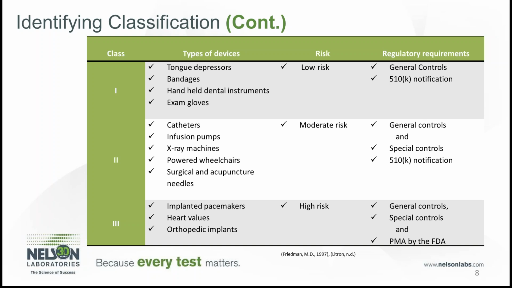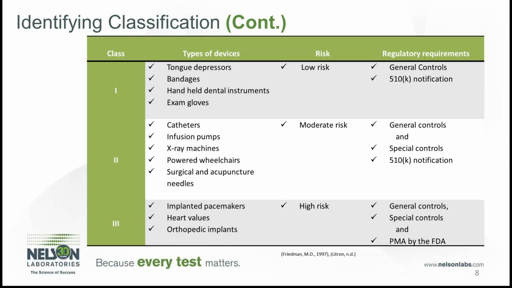But what determines the level of risk, or the requirements from a regulatory standpoint, or even how to classify the device or the types of devices within each class? Class 1 is classified as a low risk because the devices in Class 1 are not life-supporting or life-sustaining.